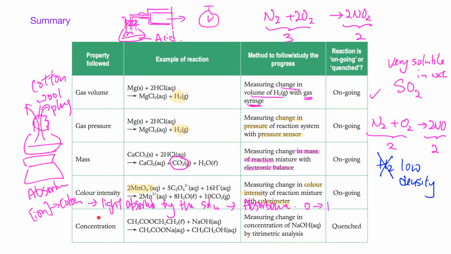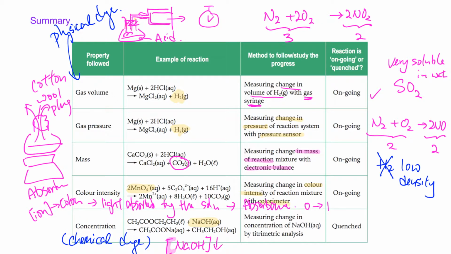The last one is about concentration. We're going to monitor the concentration of one of the reactants. But remember, this one is a chemical change, whereas for the ones above, all of them are physical changes. Why is this one called a chemical change? Because we're going to focus on one of the chemicals. In this case, we have NaOH as a reactant, and as time goes by, the concentration of NaOH has to drop throughout the reaction. When this one drops, we have less and less NaOH. In the process, we can withdraw some of the chemical in the reaction mixture.